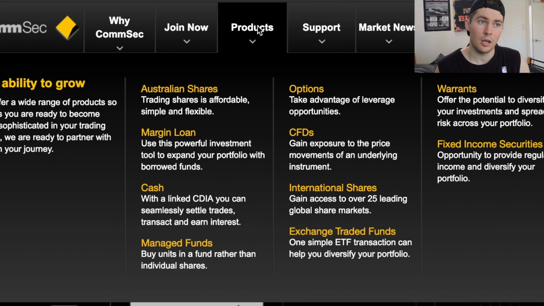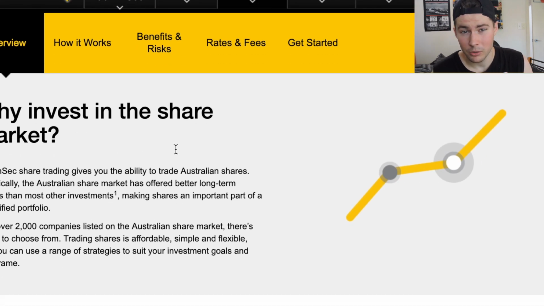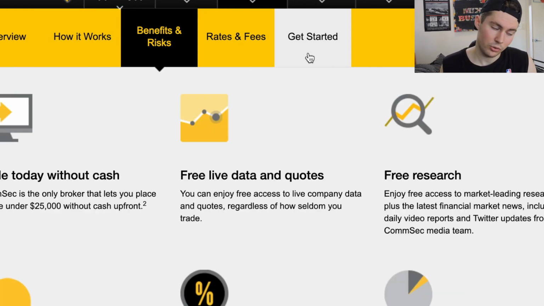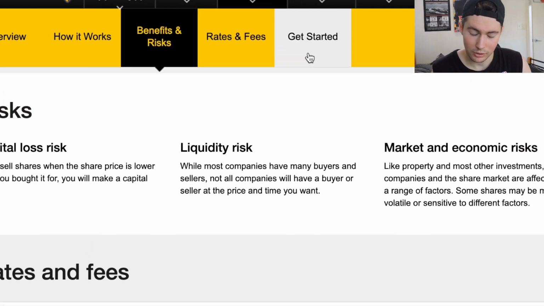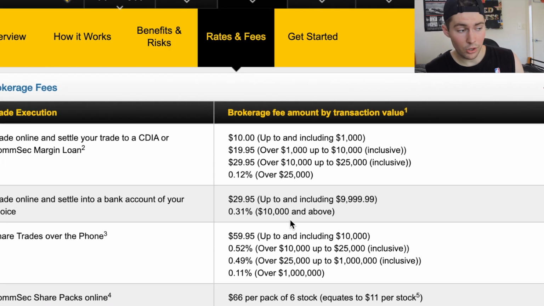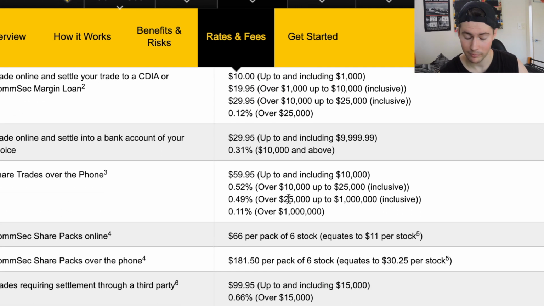So basically, when I jumped on Commsec first and I started buying and selling, I was paying like a $30 brokerage fee, which is pretty steep. Now, when you create one of those CDIA accounts through NetBank, which is just on the Commsec website, it's pretty hard to miss. You create one of those and it's just a $10 brokerage fee for buying and selling, so $20 discount. So go do that first.